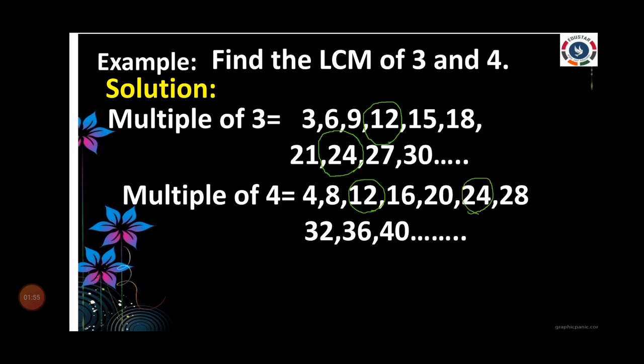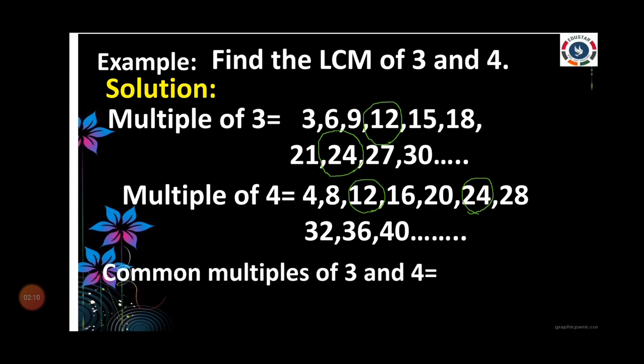Okay, so we are not having any other common multiples. We are having 12 and 24. We are having two common multiples that I am going to write. The common multiples of 3 and 4 are what we circled, so we take and write 12 and 24.